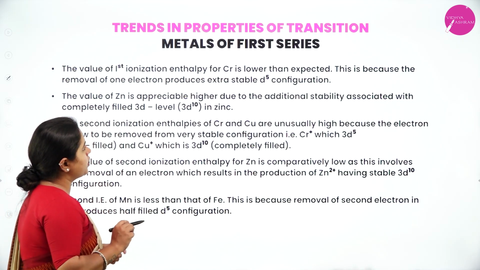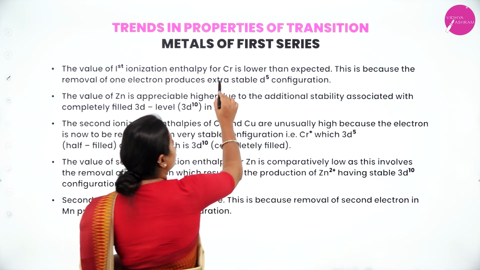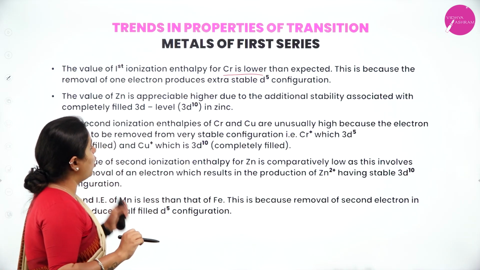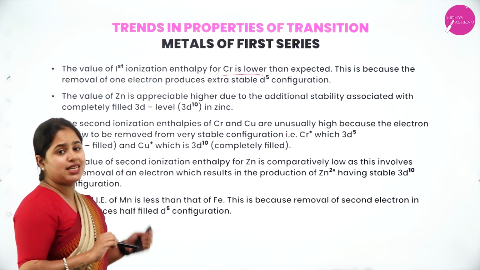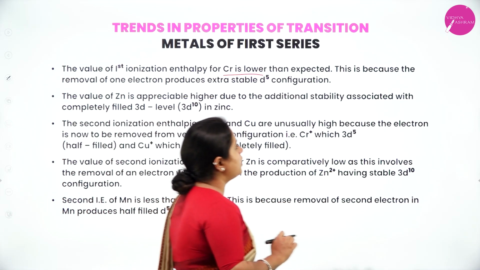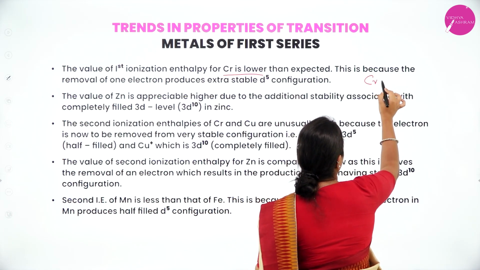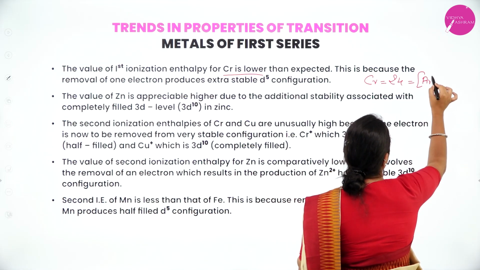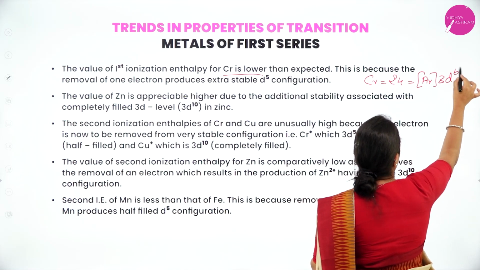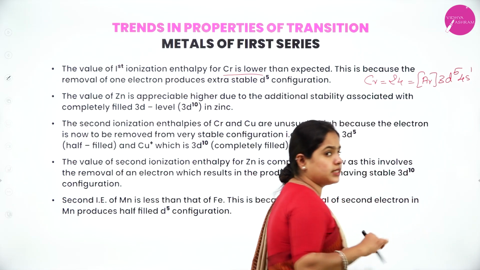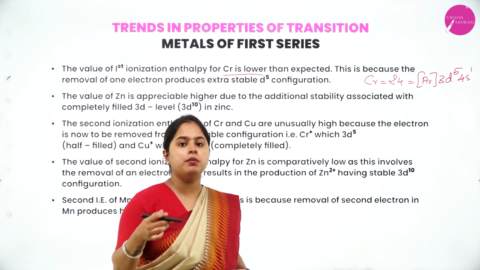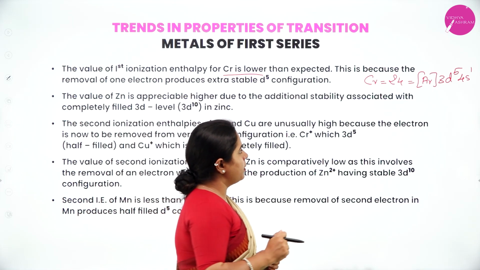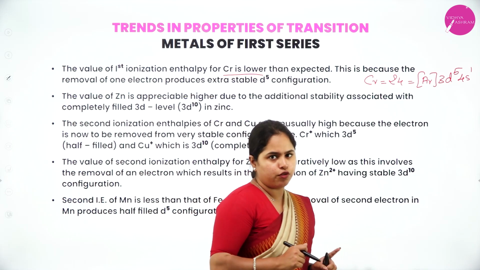The value of the first ionization enthalpy of chromium is lower than expected. This is because the removal of one electron produces the extra stable d5 configuration. So let's see what that means. For chromium, the atomic number is 24, so the electronic configuration is argon 3d5 4s1. Right, it is 3d5 4s1. Chromium and copper have exceptional electronic configurations. So coming back to chromium, it is argon 3d5 4s1.